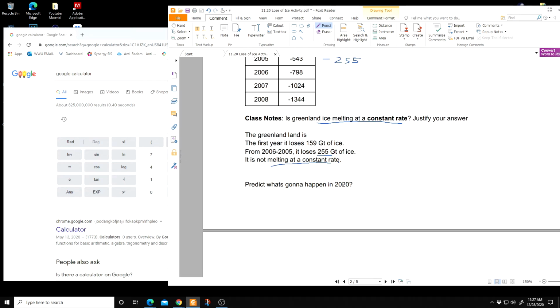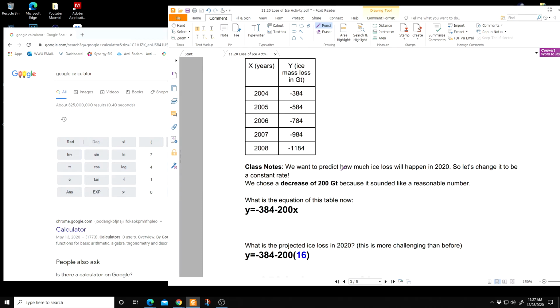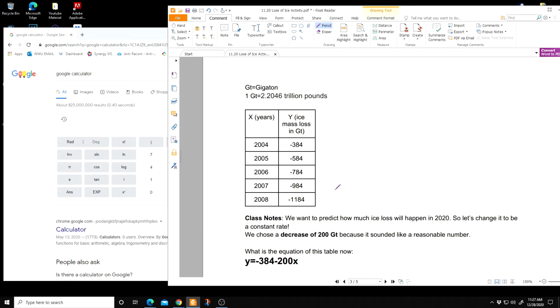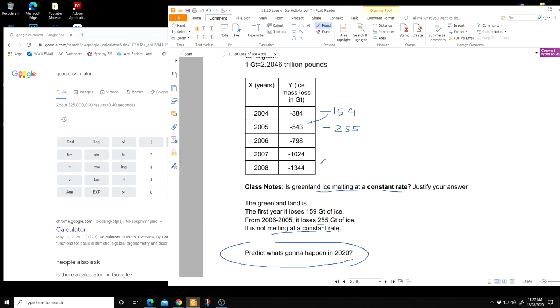Now we want to predict what's going to happen in 2020. And I already did the work for you because it's very similar to the other one that we did. So how do we make the equations? Or sorry, let me go back. We want to predict what's going to happen in 2020. So what are we going to do? We're going to make our own table modeling constant rate.